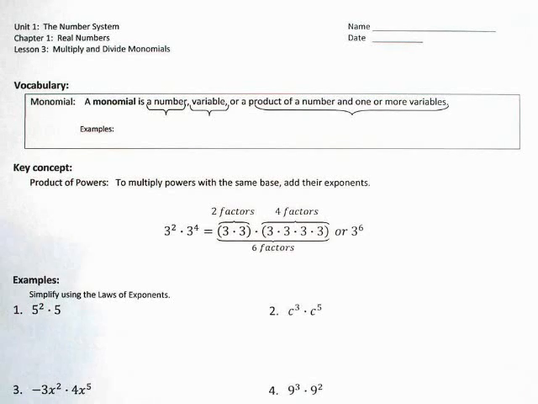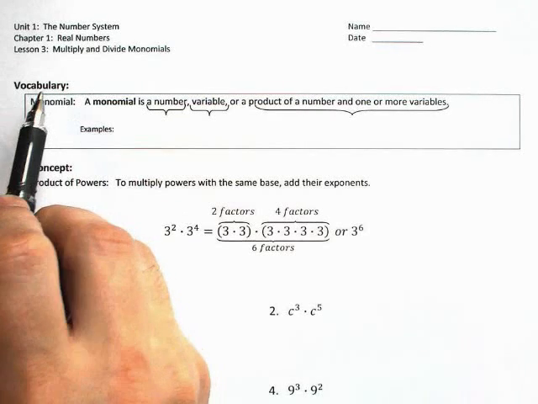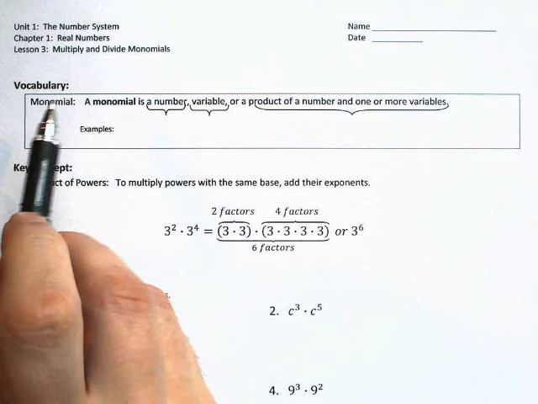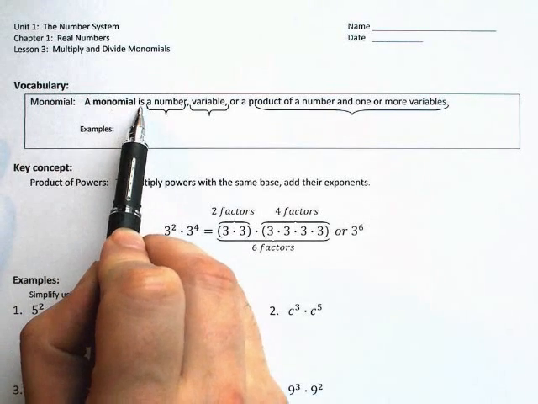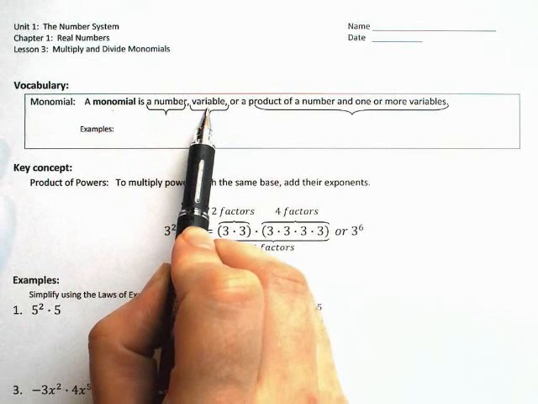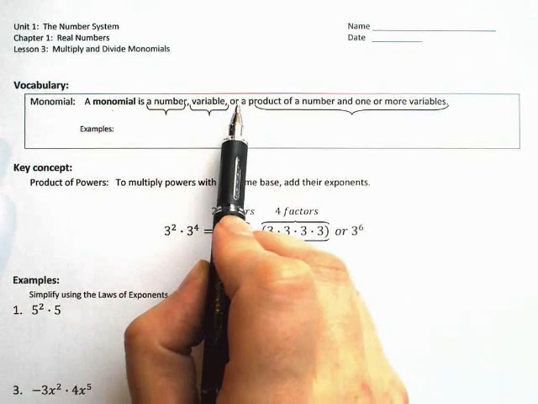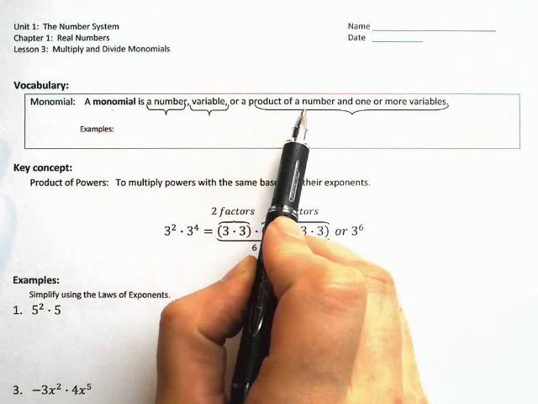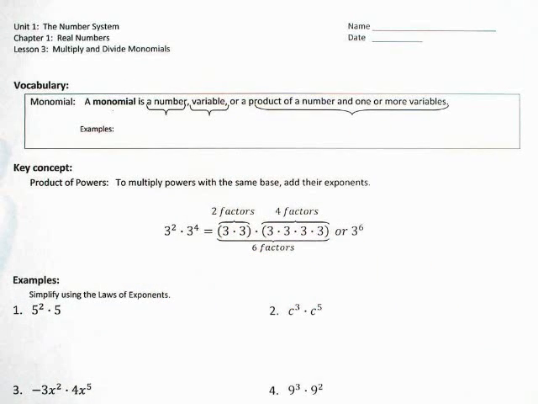Here are the notes for Lesson 3, Multiply and Divide Monomials. To begin with, one of the vocabulary words is monomial. A monomial is a number, or a variable, or a product of a number and one or more variables.